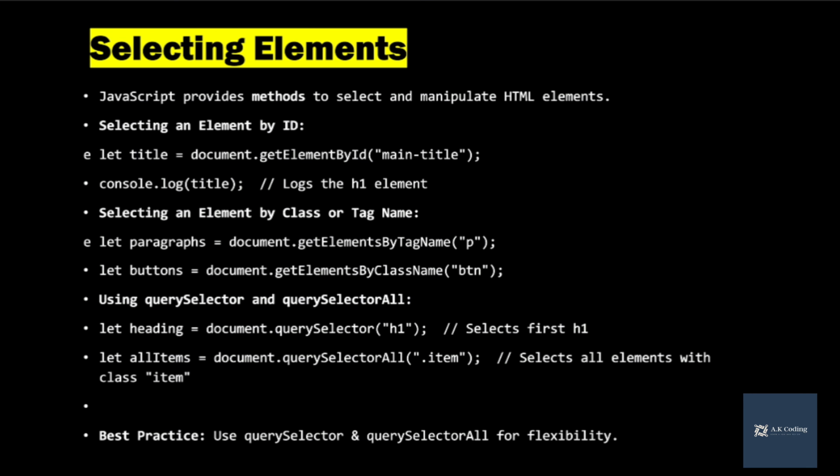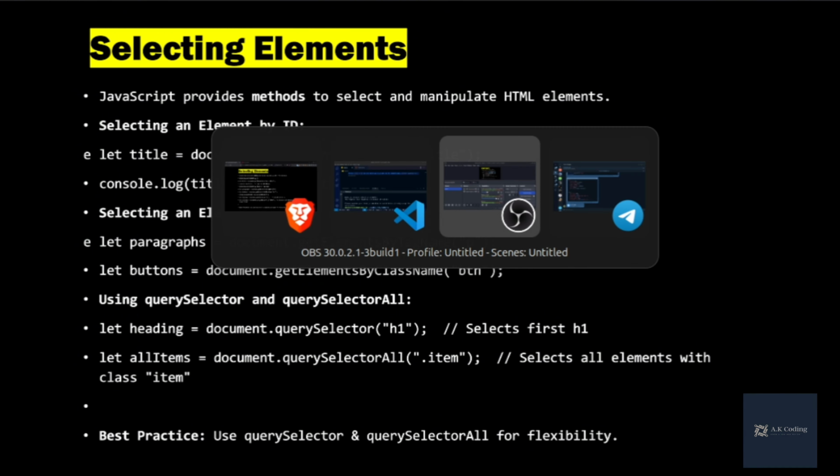So we can do various things, like different types of clicks or any kind of moves or actions with HTML using the DOM. JavaScript provides methods to select and manipulate HTML elements. So we can select an element by its ID. As you know, we can give an ID to any tag, and we can select it in JavaScript by its ID. So let's do this in Visual Studio Code.